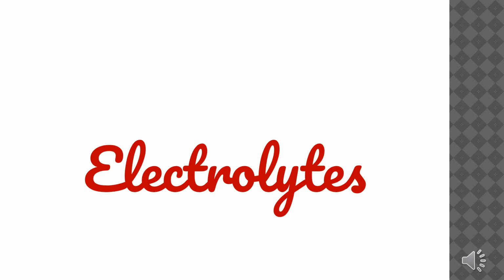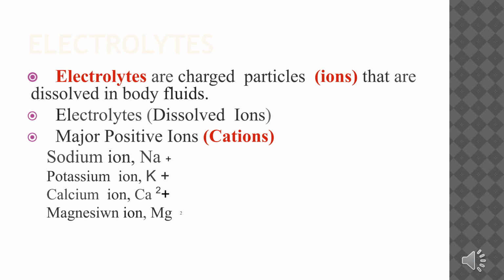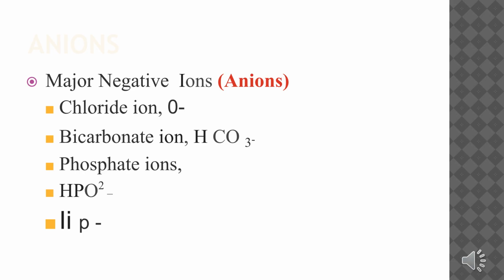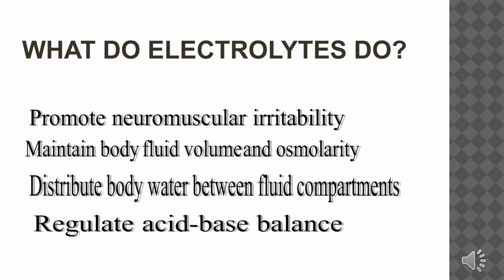This section covers electrolytes. Electrolytes are charged particles or ions dissolved in body fluids. Major positive ions or cations include sodium, potassium, calcium, and magnesium. Major negative ions or anions include chloride, bicarbonate, and phosphate ions. This slide provides a placeholder for information about electrolyte functions.